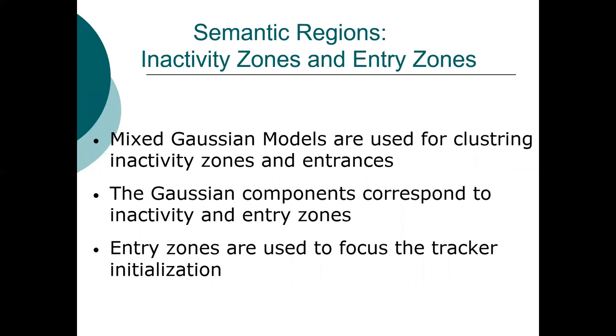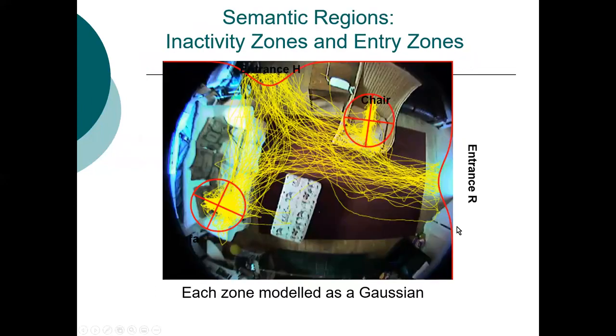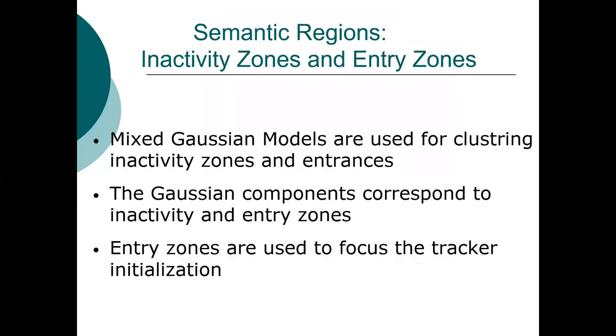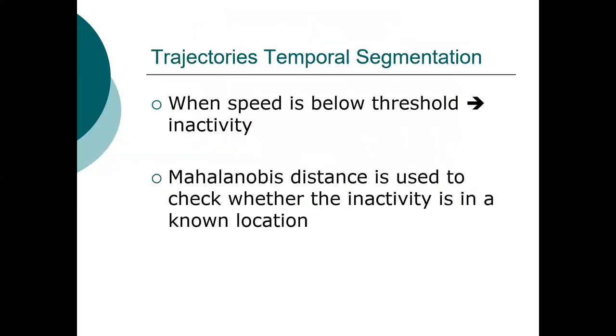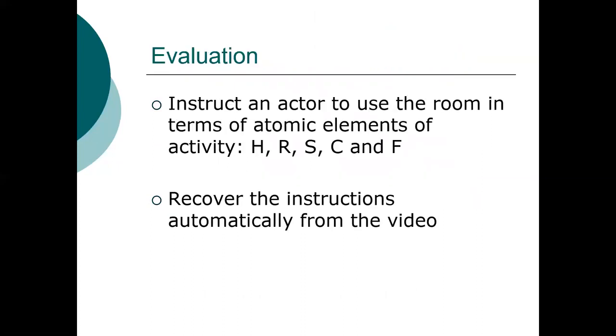What we actually used were mixed Gaussian models, which are used for clustering. The Gaussian components correspond to inactivity and entry zones, and the entry zones are used to focus the tracker at the initialization. So if I go back here to the entrances, that's where we did a background subtraction, and we will be looking when there is no person in the room. We expect him to come from entrance R or entrance H, and that's where the background subtraction will be.